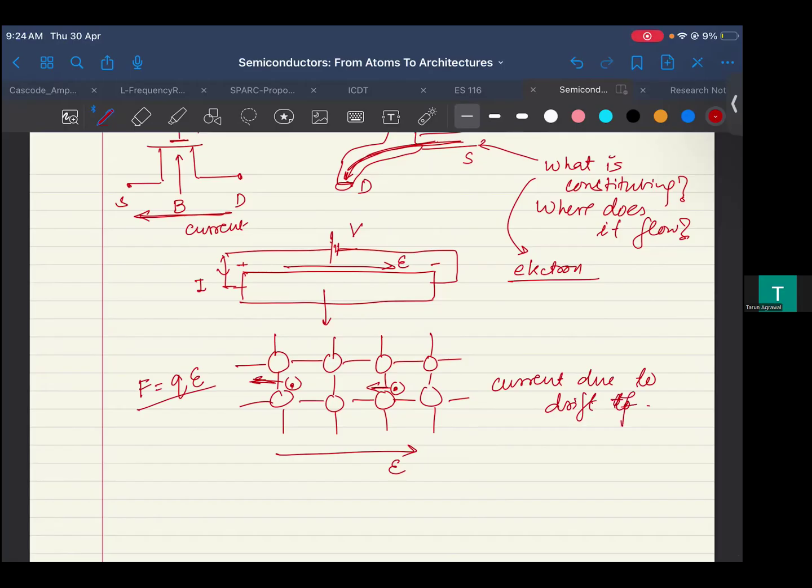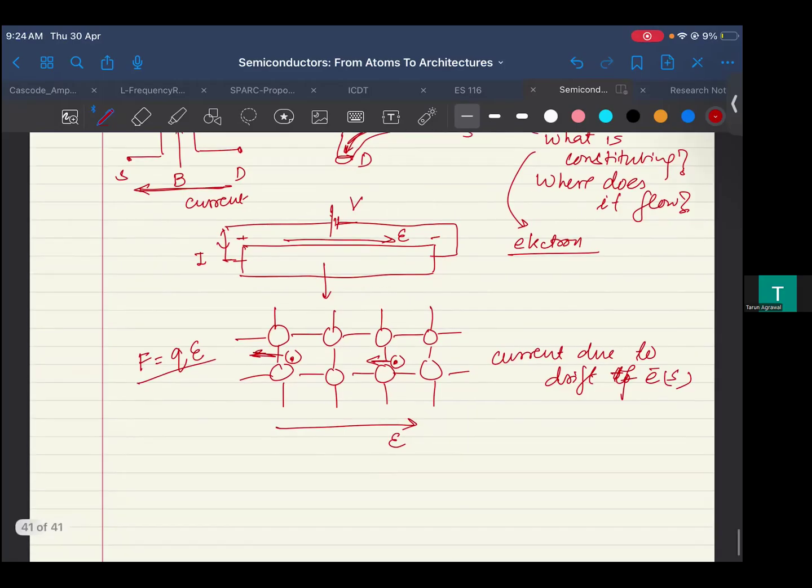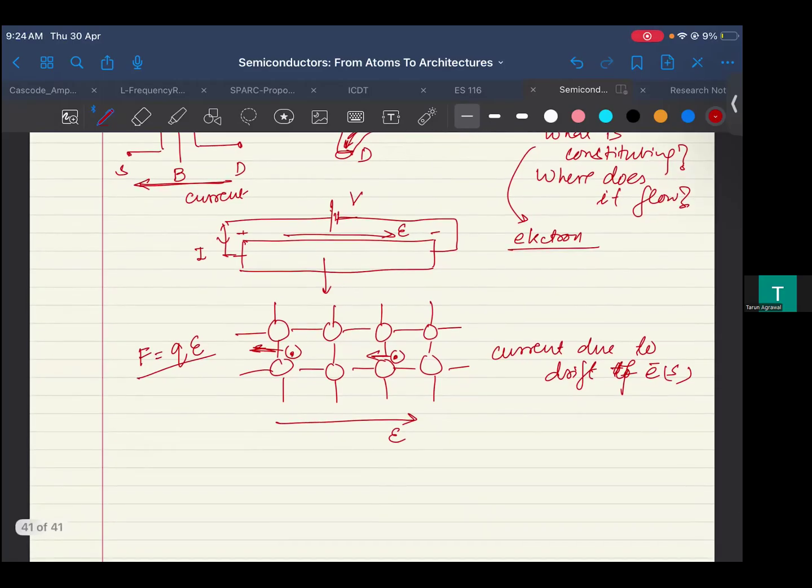Right, of electrons. So that is what is constituting the kind of current. Where does it flow? We see it flows from one terminal to another terminal, right? That is the basic idea.